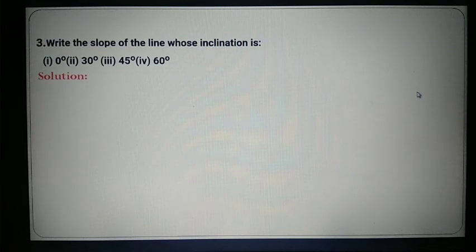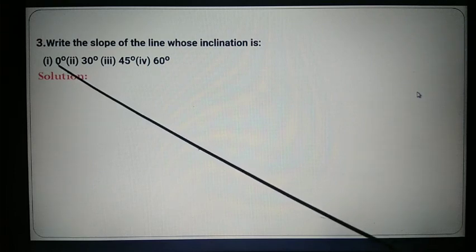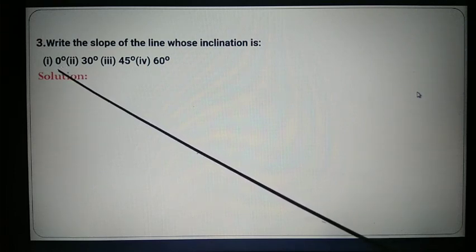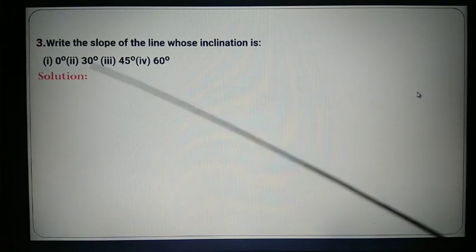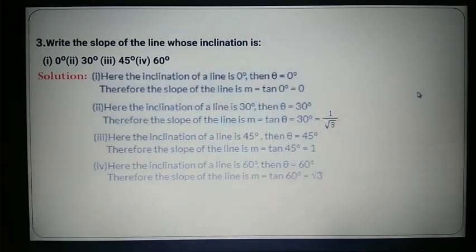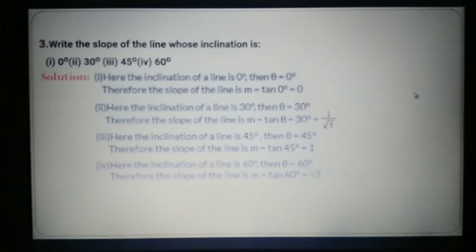Now if my theta is 0 degrees, then what is the value of tan 0 degrees? It's going to be 0, right? Similarly for 30 degrees we should know the value of tan, similarly for 45, similarly for 60 degrees. So if we know, then our answers are given here. So pause the video to note down.